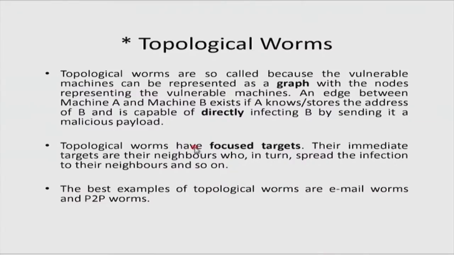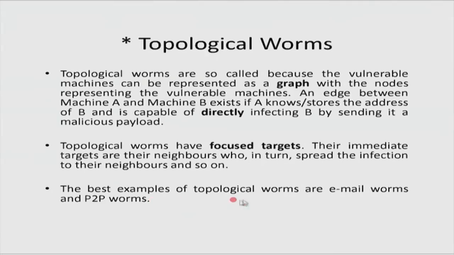One of the questions that was raised about worms is, how do they spread? How do you know whom to target next? Where do you get that information? In the case of Code Red, you got the IP address by using a random number generator to randomly generate it. In the case of many of these email worms, you look at email addresses contained on that machine, and that's how you know whom to target next. Or you look at the address book on a cell phone and so on. The best examples of topological worms are email worms, P2P worms, and also mobile worms.